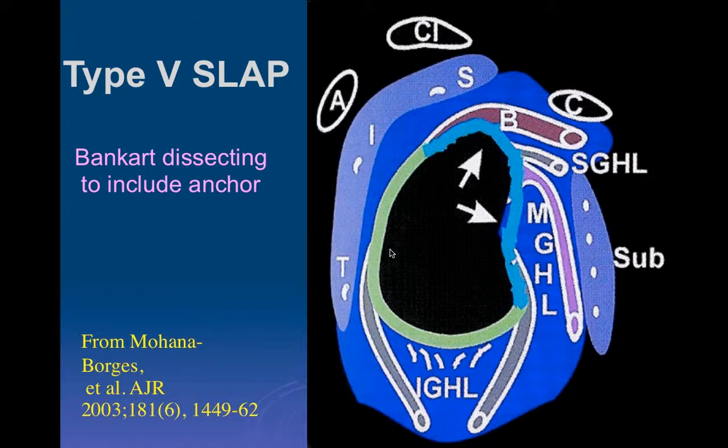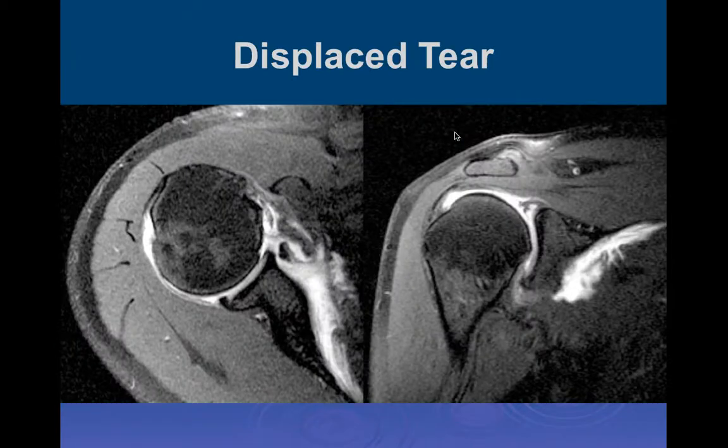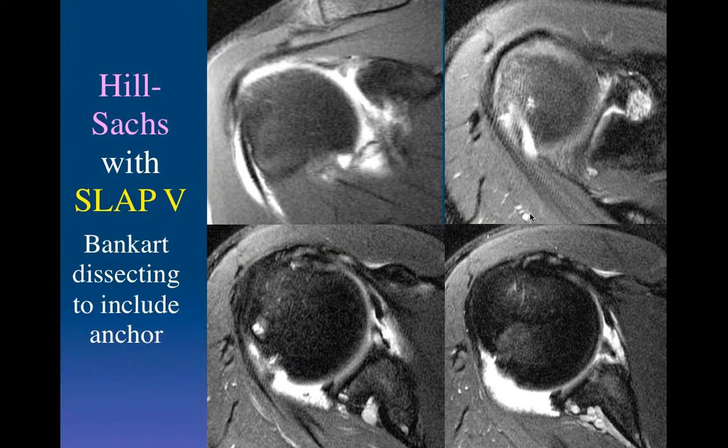Okay, now type 5 is where you have a superior labral tear that extends anteriorly to involve the anterior labrum, or an anterior labral tear that extends superiorly to involve the superior labrum. Here we can see that the anterior labrum is really avulsed off its attachment to the capsule. And we can see that there's also a superior tear. So this was a displaced type 5 slap tear.